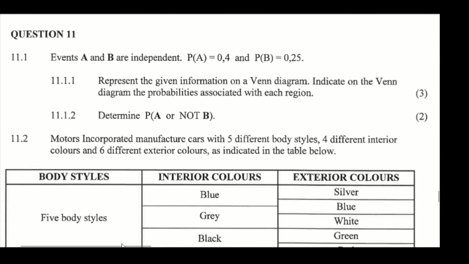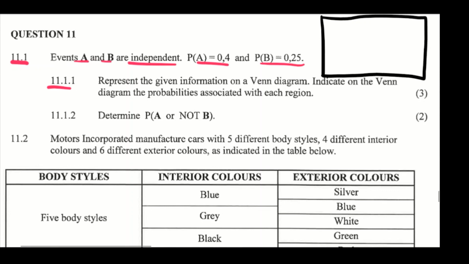Now we're going to do question 11. In 11.1, we are told that events A and B are independent events, and the probability of A is equal to 0.4, the probability of B is equal to 0.25. So 11.1.1: represent the information given on a Venn diagram. Indicate on the Venn diagram the probabilities associated with each region. So drawing the Venn diagram is going to look like this.